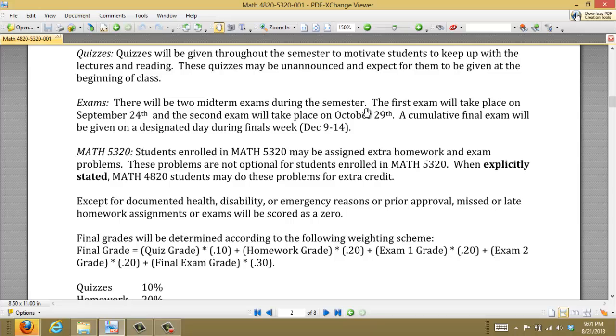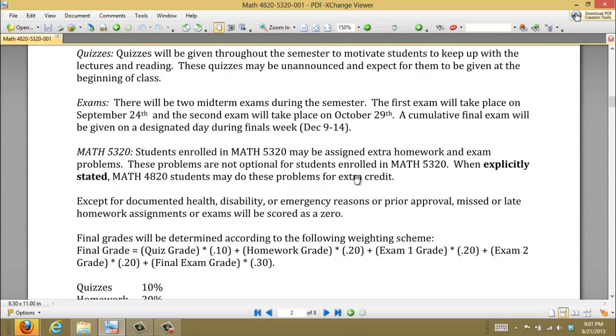There's also going to be a cumulative final exam during finals week. I can't tell you the exact time or even the day. They don't let us know until about halfway throughout the semester. But typically, the time and place is the same as your regular class. You just have to stay a little bit longer at the end of it.